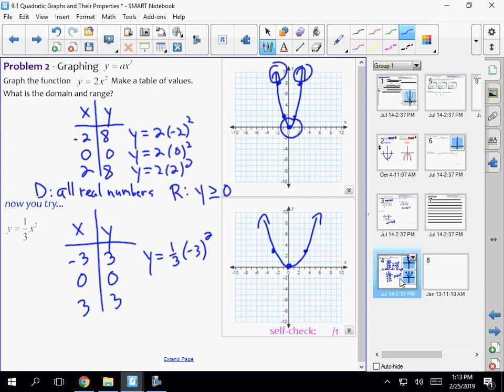I would only choose those if this were a 1/4 out in front. I would look at the fraction out in front, and I would choose a number that's a multiple of the bottom of it.